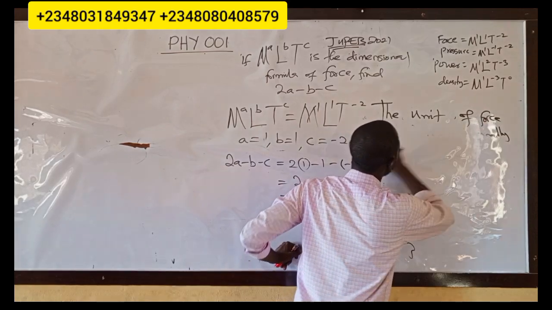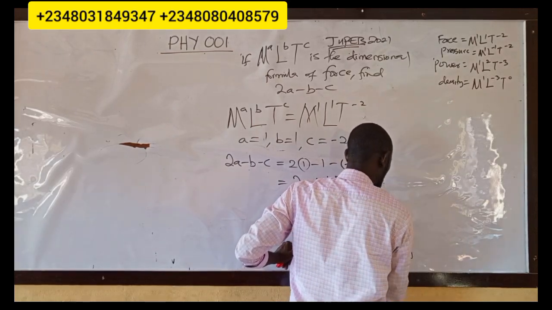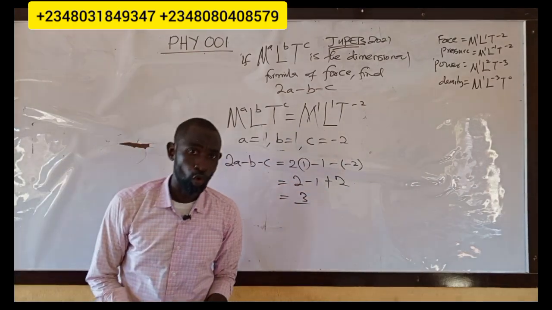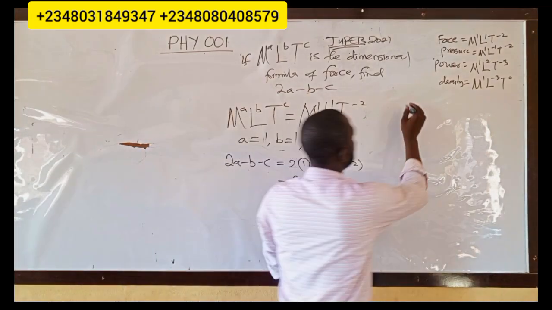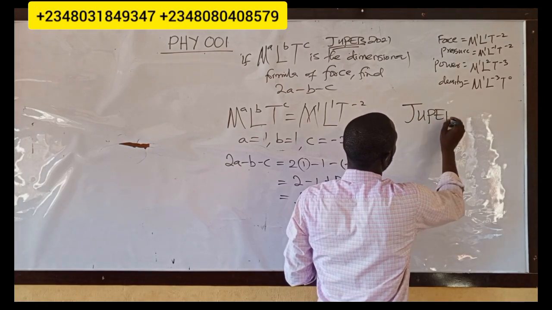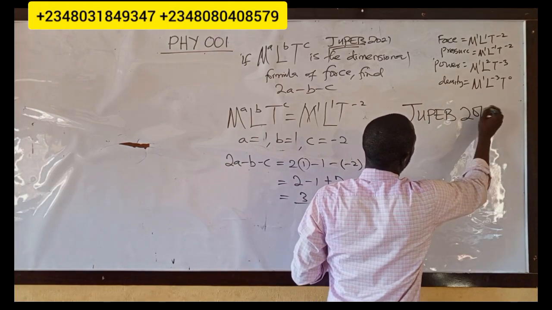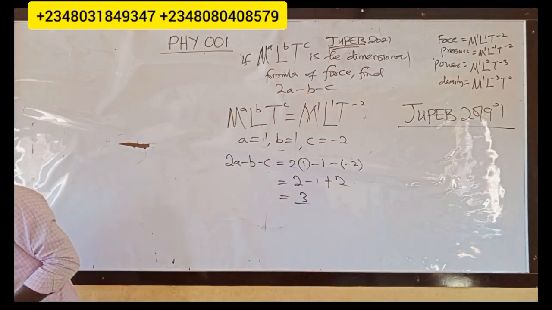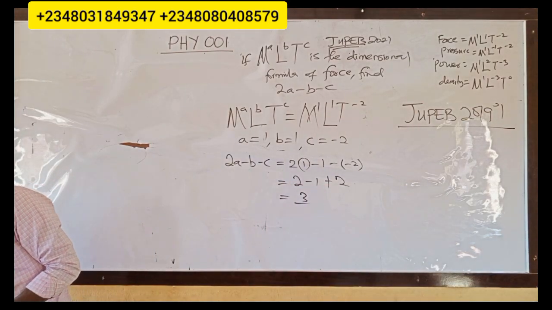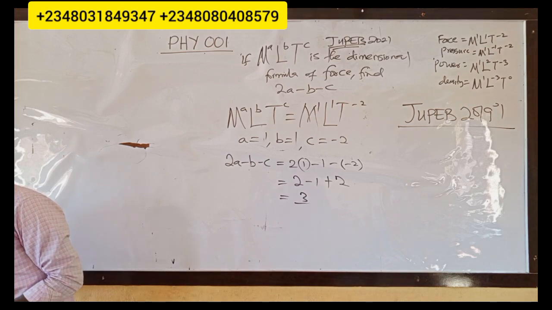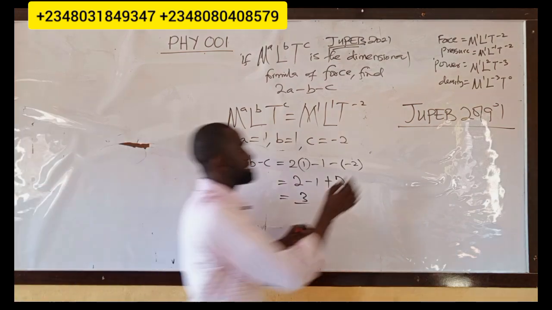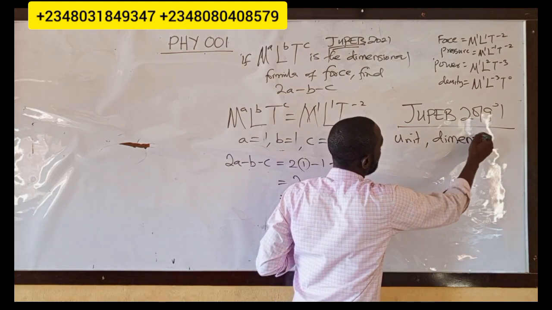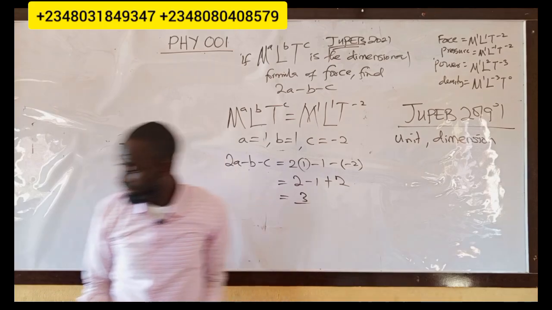Okay, how to use dimension to know whether a physical equation is correct or not. So that is the JUPEB 2019 theory question, number 1. That is the question. Let's say the first one: we have to state the units and dimension of the following quantities. Go and check the question. That's why I have to write it down.